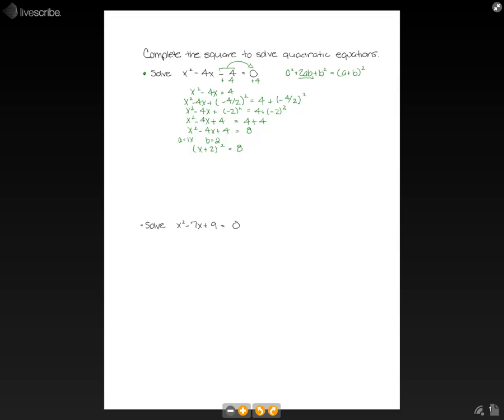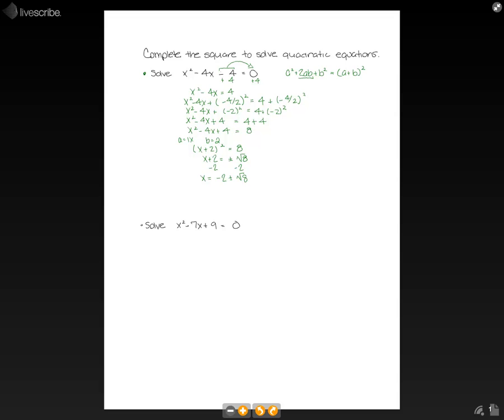Now we can take the square root of both sides to get rid of that squared term, which gives us x plus 2 equals plus or minus the square root of 8. We can then subtract 2 from both sides to get the x all by itself, which gives us x equals negative 2 plus or minus square root 8.